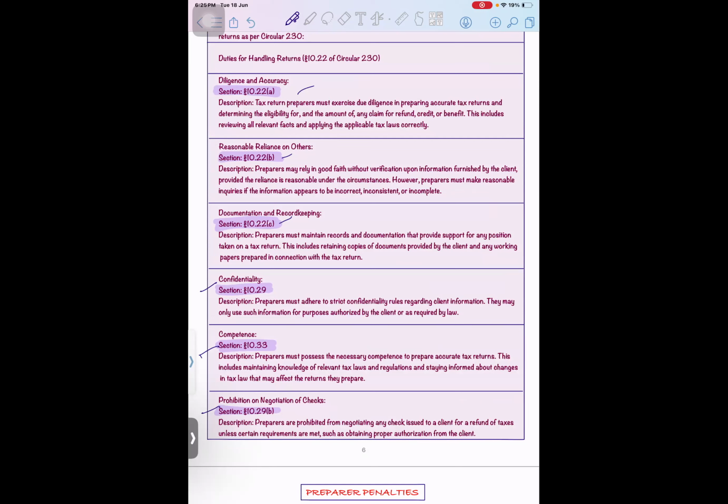But this is not a phase out limit. This is not going to change. Even after becoming an EA, you should be aware of your duties. That's why they asked in the part 3 exam.